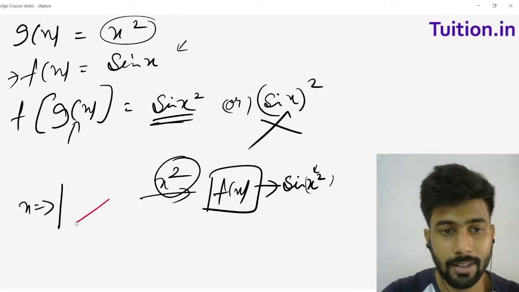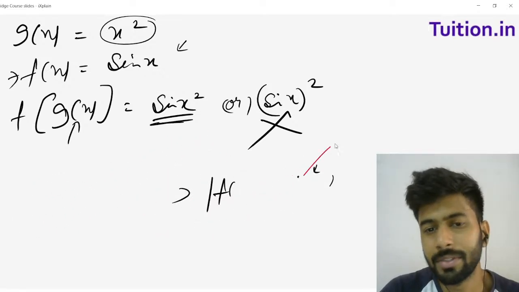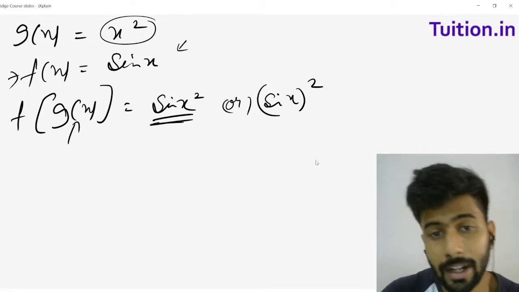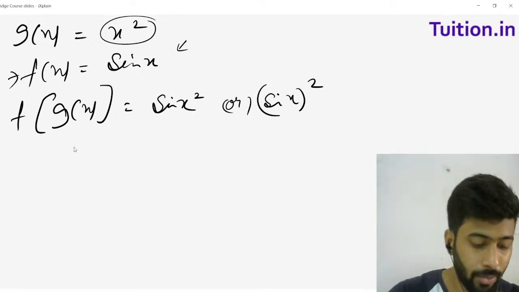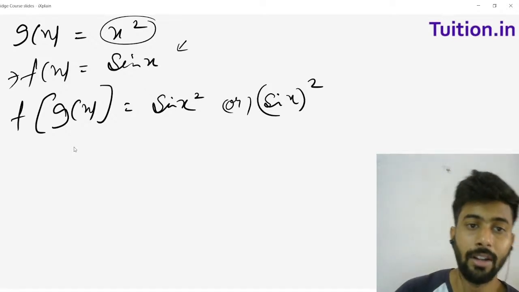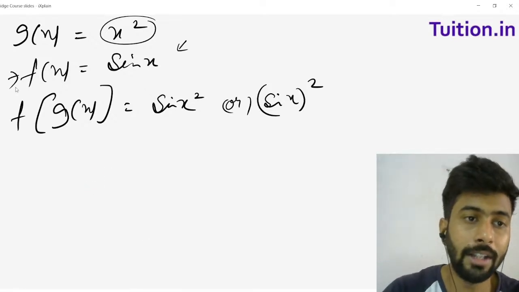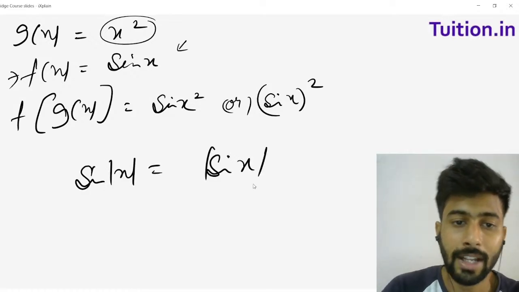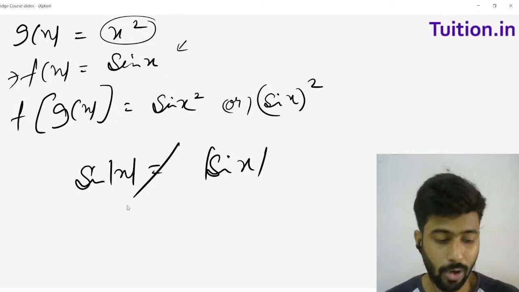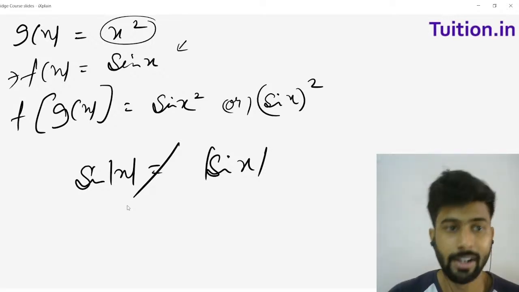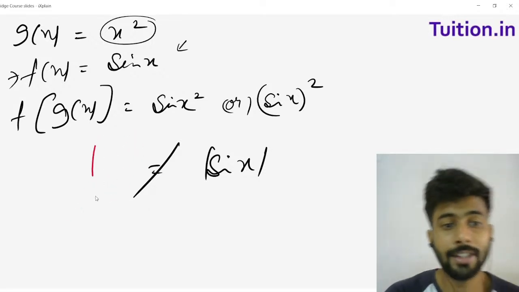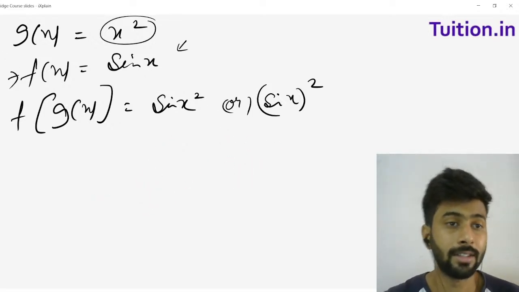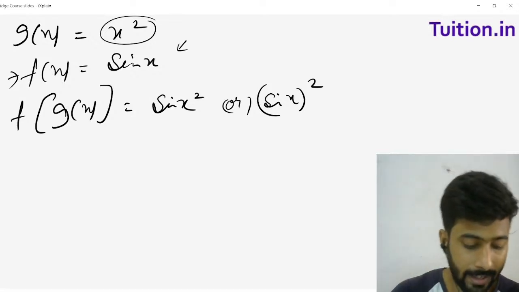Please revise these things. Please practice them more, because you are very likely to get trapped. You might feel that you have understood, but unless you practice these problems, you are very likely to write sine square x instead of sine x square. Instead of writing sine of mod x, you can easily write mod sine x, and they are not equal. You can clearly see how vulnerable you are to make a mistake here. So practice this block method again and again.